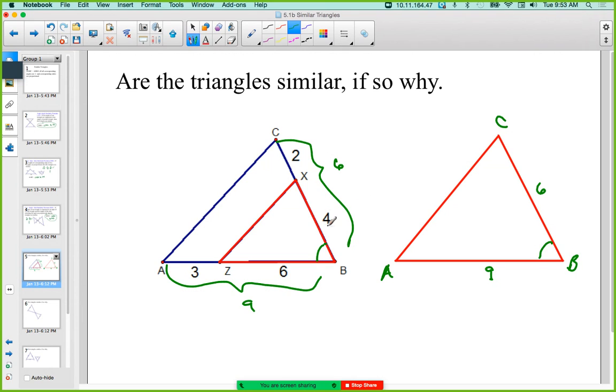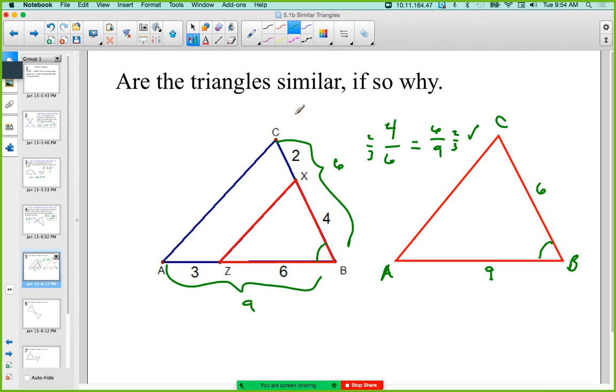So I go small between these two, between 4 and 6. I pick the smaller. So 4. Between 6 and 9, pick the smaller, 6. And then I see 6, 9. Well, we just did this actually. These are both going to be 2/3. They are proportionate, and there is that angle, so we can use side, angle, side.